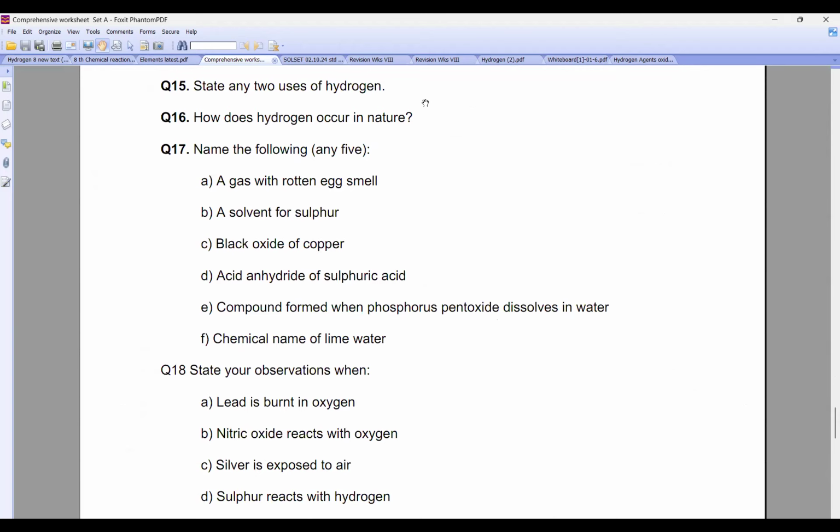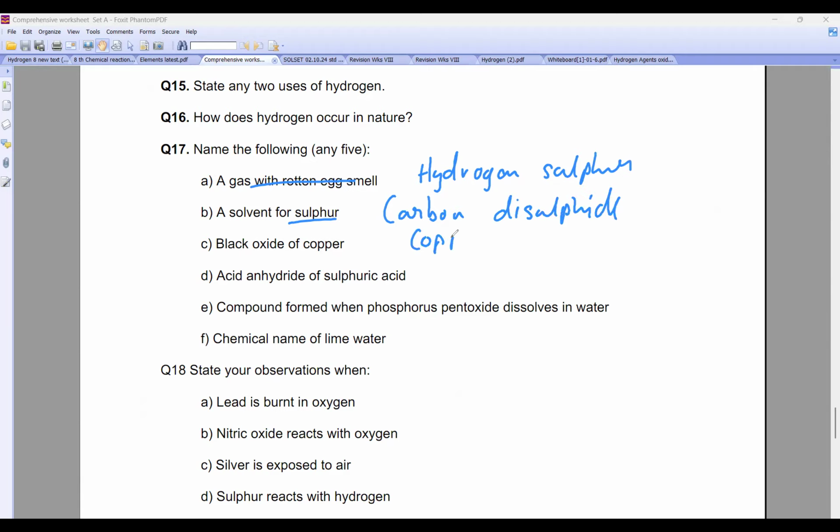Name the gas which burns with a rotten egg smell. Name is asked, so you have to write the name: hydrogen sulfide. What is the solvent for sulfur? Carbon disulfide. Name you have to write. Black oxide of copper: copper oxide. Clear?